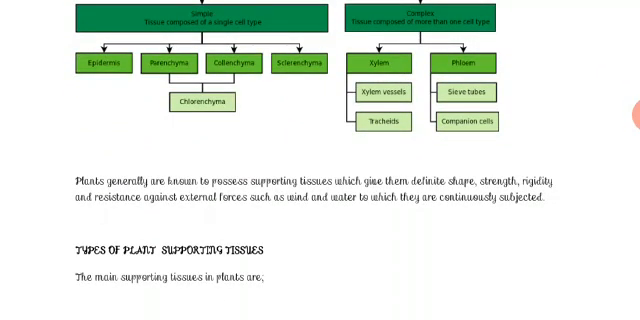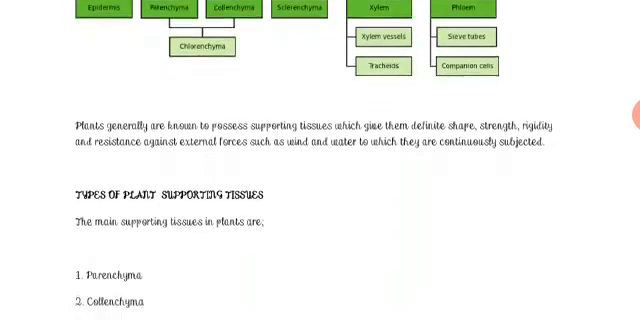Now to the theory of the lesson. Plants generally are known to possess supporting tissues which give them definite shape, strength, rigidity, and resistance against external forces such as wind and water, to which they are continuously subjected. This is telling us what plants face.